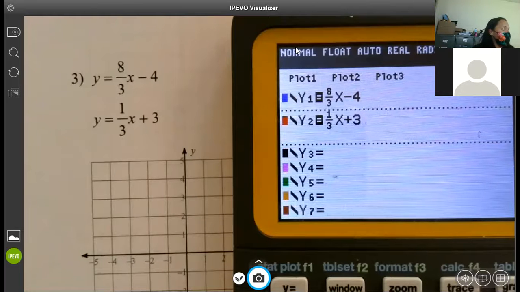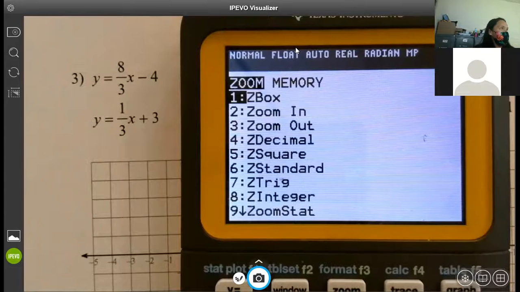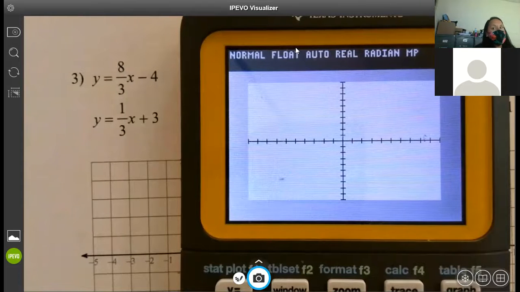So now what you do, I'm going to graph it. So I'm going to hit zoom 6. Zoom 6 just puts it on a regular screen. Nothing's crazy about it. Our screens will look the same. So the good thing about the color calculators is I know I have 2 different lines, a blue one and a red one.